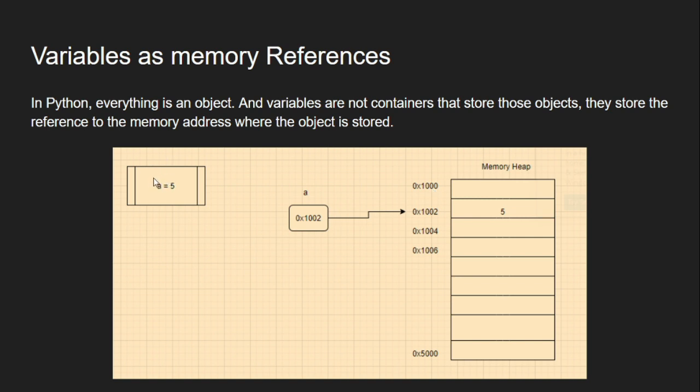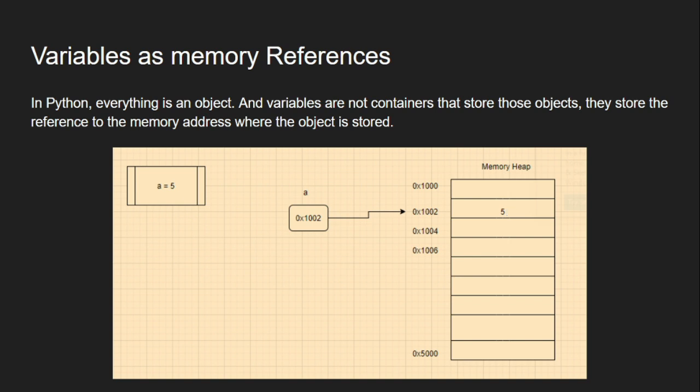I am running a statement a = 5. What internally happens is Python creates an integer object with a value of 5. So 5 is an object, an integer object, and it places that object in any block of the memory. And when it is placed, it creates an identifier, or variable, named a, and that variable stores the address. You can see here, this variable a is storing this address, not the value 5. The 5 is stored in the memory heap as an object.